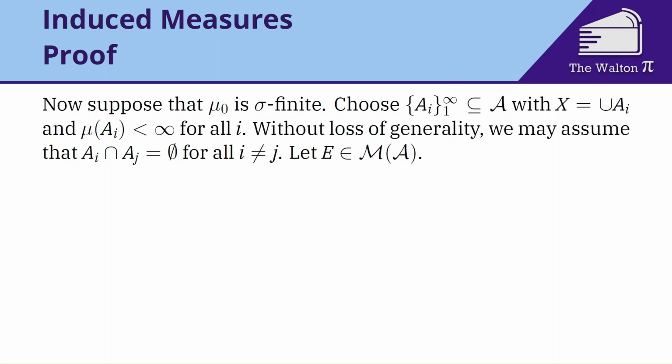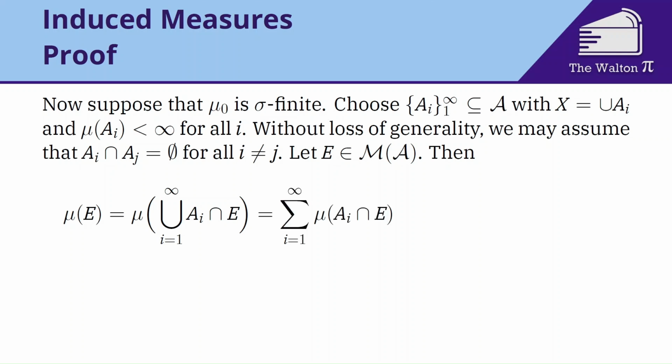So let's let E be in the sigma algebra generated by A. Then mu of E is equal to mu of the union of the A_i's intersect E, which is equal to the sum from 1 to infinity of mu of A_i intersect E, which is the sum from 1 to infinity of nu of A_i intersect E, which is nu of E.